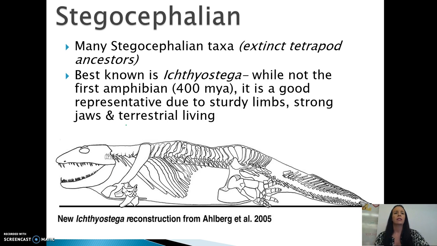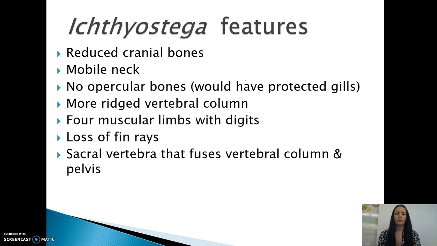So before we get into the details of amphibians, we're going to talk a little bit about their ancestors. So the stegocephalian taxa is what is typically referred to as the extinct tetrapod ancestors. The best known one of these is Ichthyostega. So it was not the first amphibian, but it did exist around 400 million years ago, and it's a really good representative because it has a lot of the features that you see in modern amphibians. So here's some of those features.